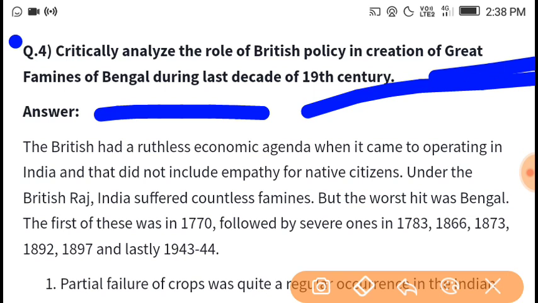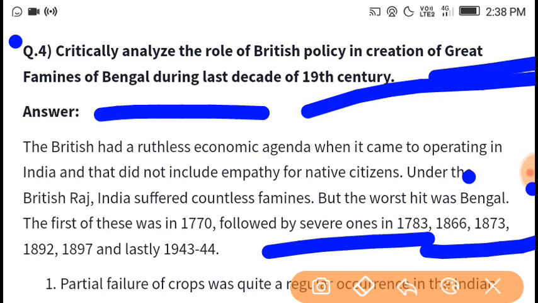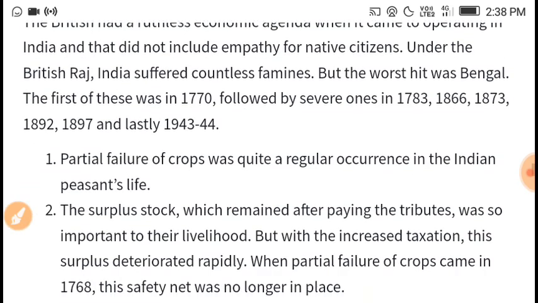The British had a ruthless economic agenda when it came to ruling India, and that did not include empathy for native citizens. Under the British Raj, India suffered countless famines, but the most hit was Bengal. The first of these was in 1770, followed by others in 1778, 1783, 1892, and 1897, and 1943 to 1944.